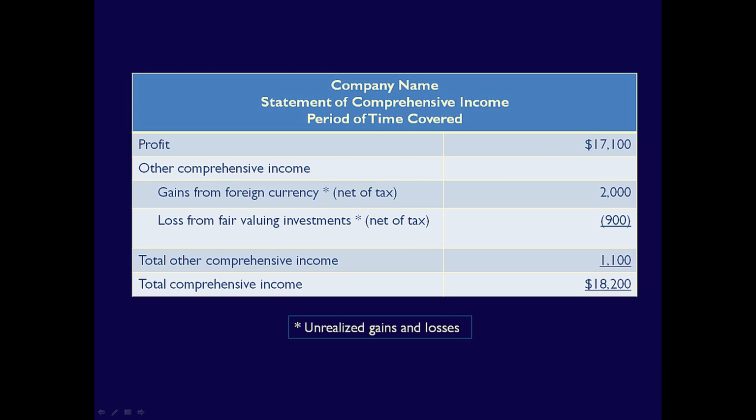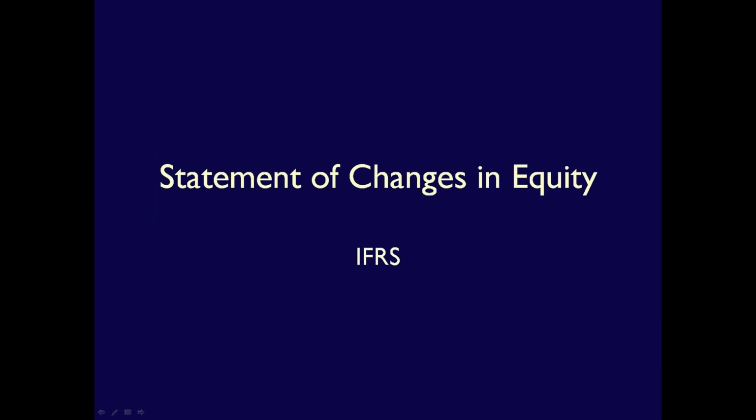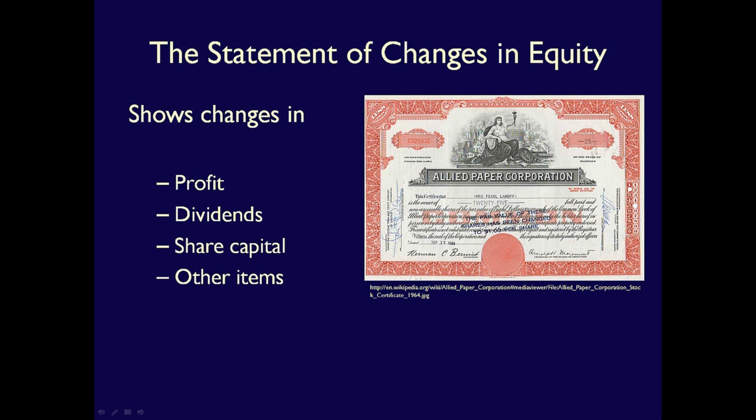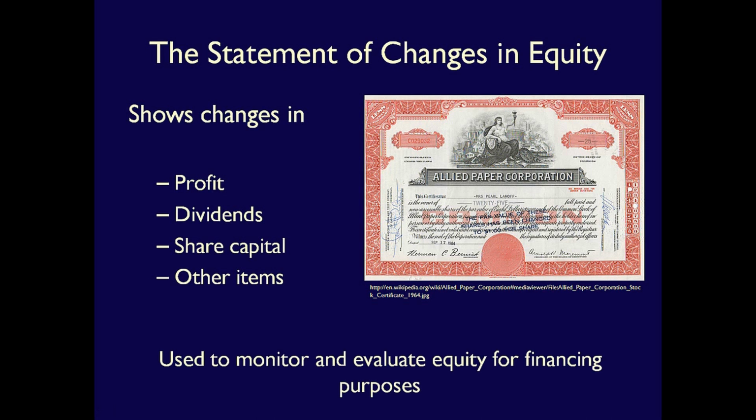The unrealized gains or losses on the statement of comprehensive income are then transferred to the statement of changes in equity. Companies following IFRS must prepare a statement of changes in equity, which reports how profits, dividends, shares, and other items have affected shareholders' equity. Information from this statement helps users watch and assess equity so they can make decisions about financing.